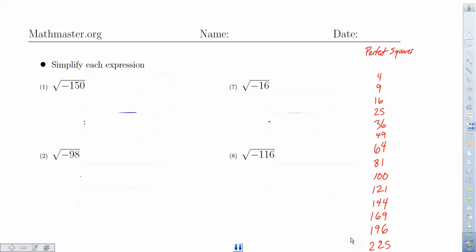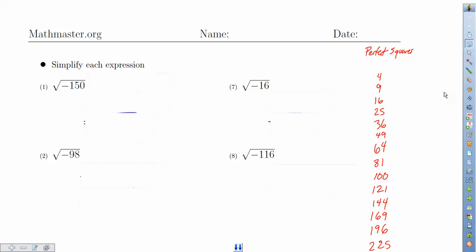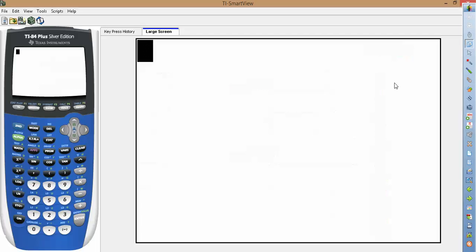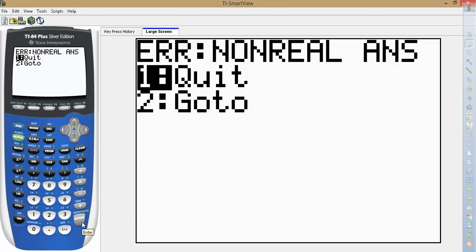Okay, what about negative radicals? Here's the funny thing about negative radicals: the whole concept of how square roots are built, trying to take the square root of negative numbers and get a real number as an answer, is simply impossible. Take the first one, for example, the square root of negative 150. You try to do that, and here's what happens. Square root of negative 150, we end up saying an error, and it's a non-real answer.